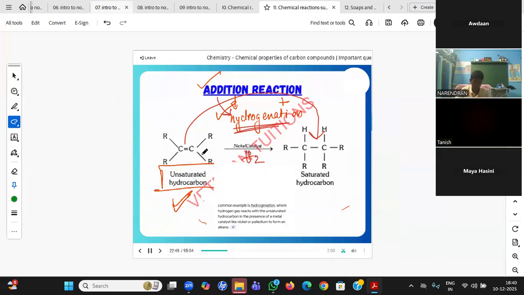Okay, this one you see, unsaturated to saturated. If I add hydrogen, then that is hydrogenation. Double bond to single bond. That is what the question is.